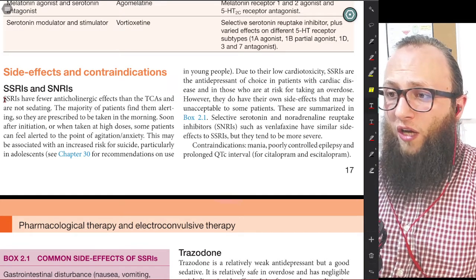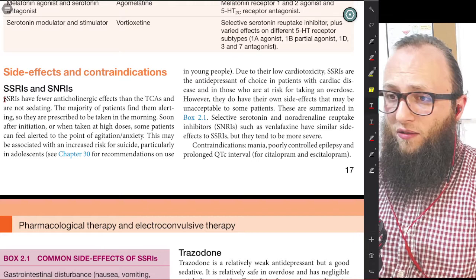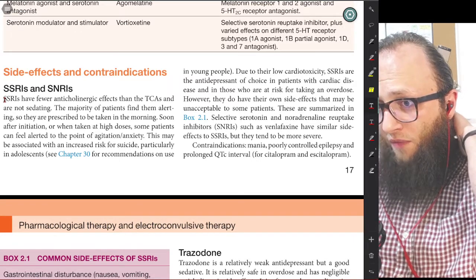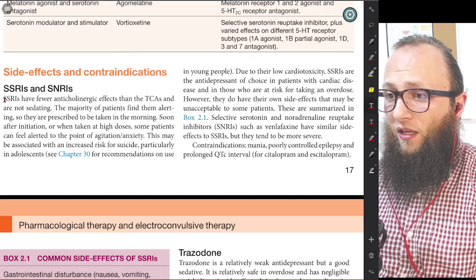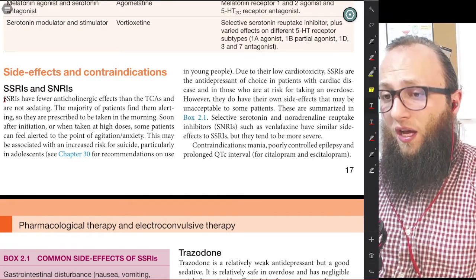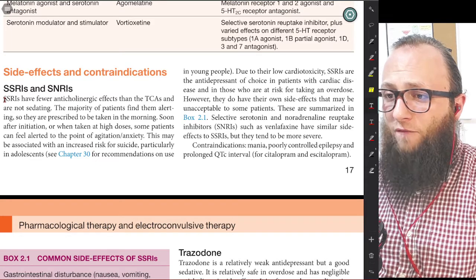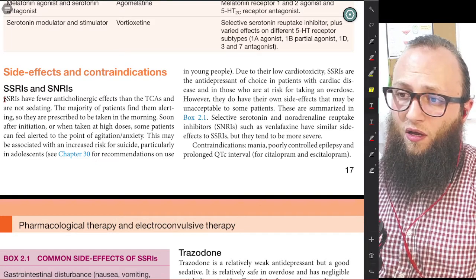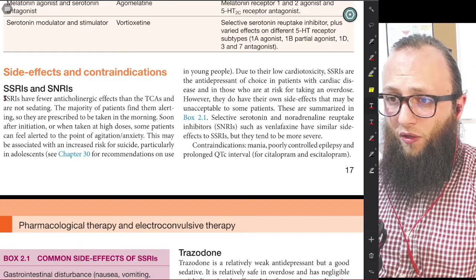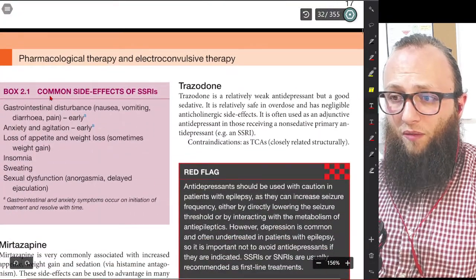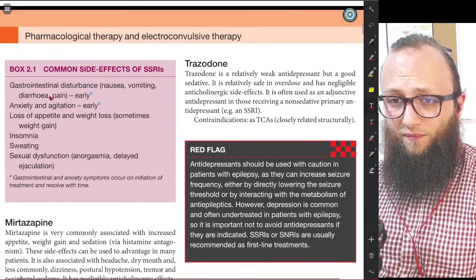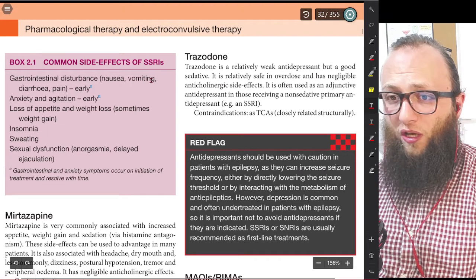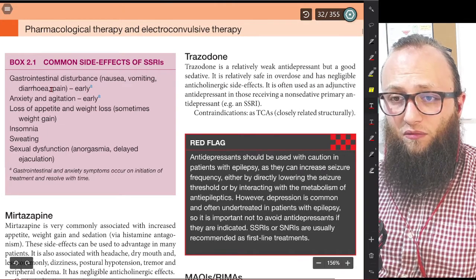Due to their low cardiotoxicity, SSRIs are the antidepressant of choice in patients with cardiac disease and in those who are at risk for taking an overdose. However, they do have their own side effects that may be unacceptable to some patients. These are summarized in the box below. Let's talk about some common side effects of SSRIs. We have GI disturbance like nausea, vomiting, diarrhea, and pain.